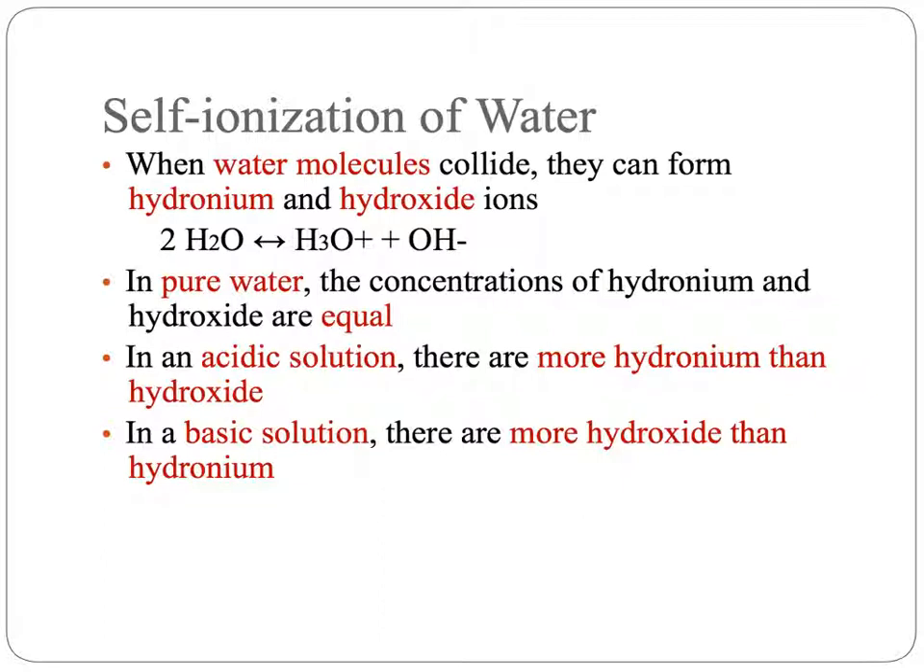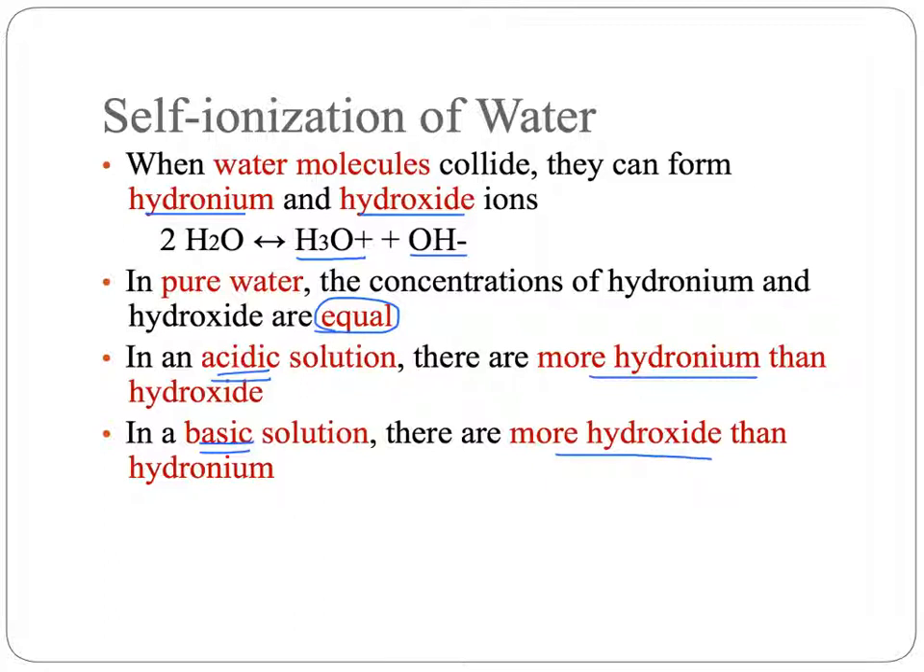Water will ionize when water molecules collide. They can form this hydronium and then a hydroxide ion. So two water molecules, if they just hit with the right amount of energy and at the right orientation, the collision theory of reactions, remember, you'll end up with a hydronium ion and a hydroxide ion. And in pure water, the concentration of hydronium and hydroxide ions are equal. But in an acidic solution, you end up with more hydronium than hydroxide. And in a basic solution, there are more hydroxide than hydronium.